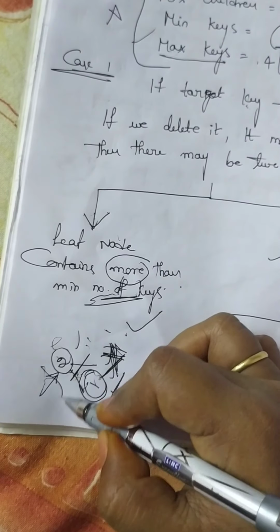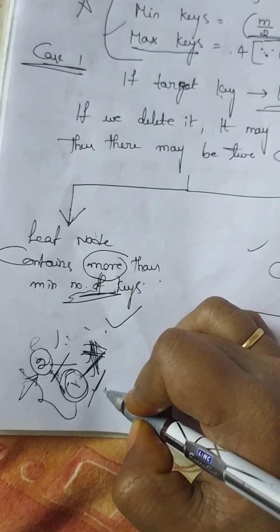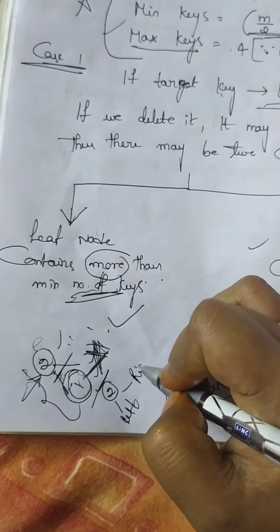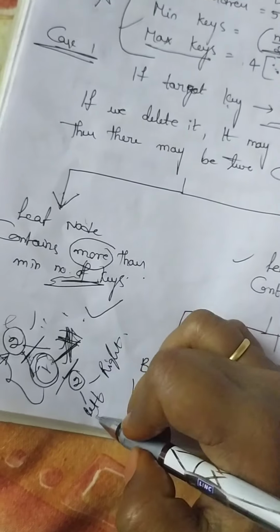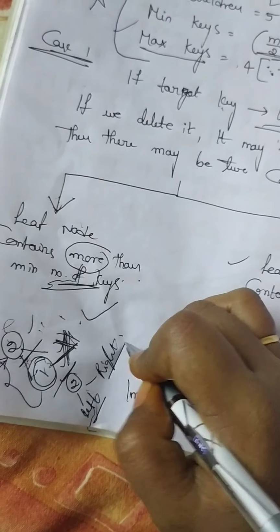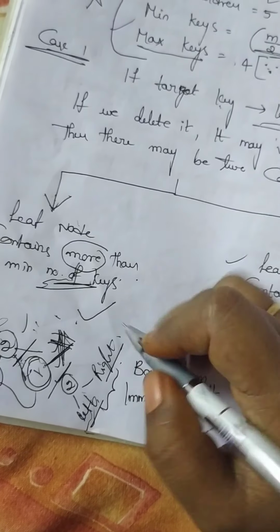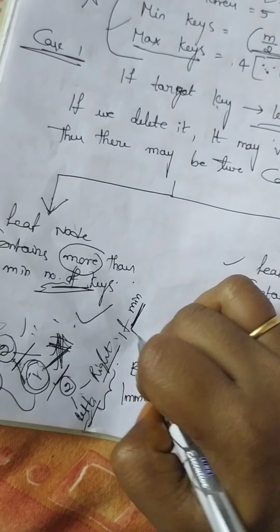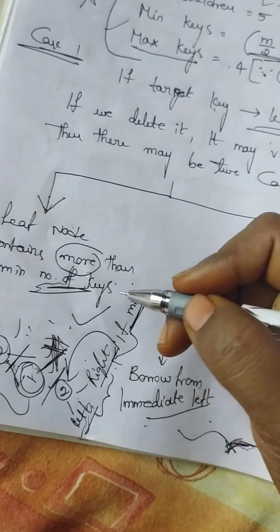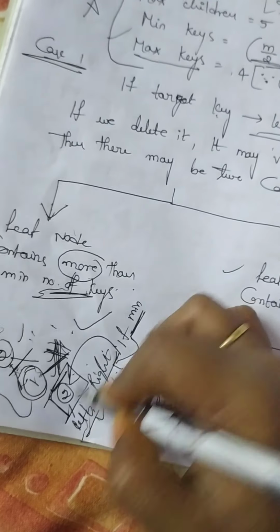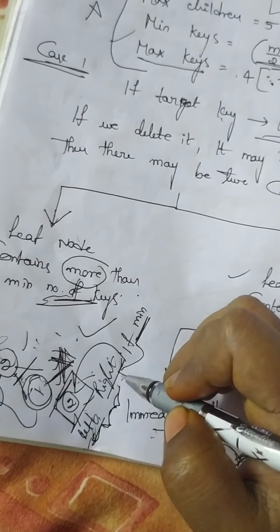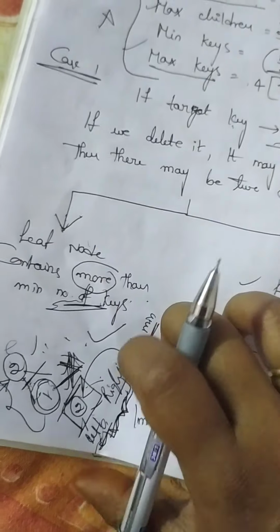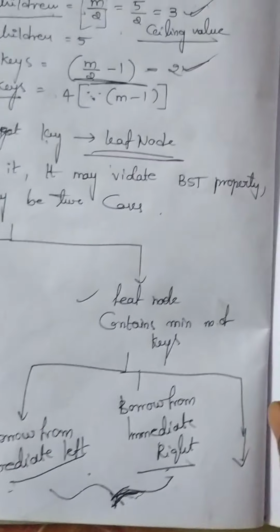So to avoid this, we have to borrow a key from its immediate left or immediate right sibling. This left or right sibling may be ready to give only if it has surplus keys. If it has only the minimum number of keys, then it is not ready to give to its sibling. So if either left or right has more than the minimum number of keys, there is no problem. If it does not have more than the minimum number of keys, there is a problem.